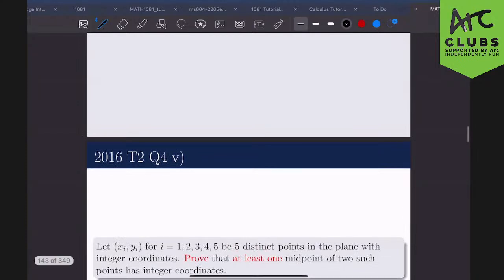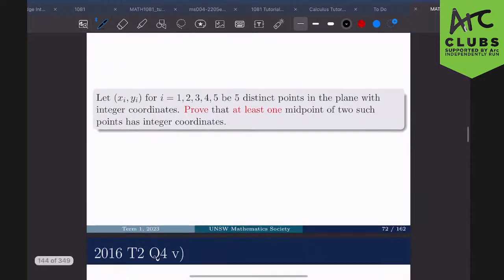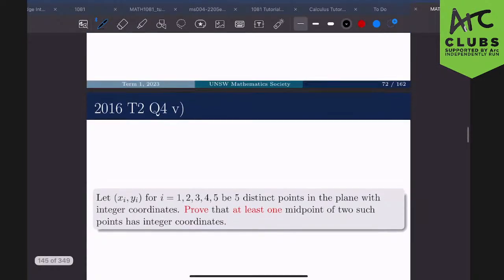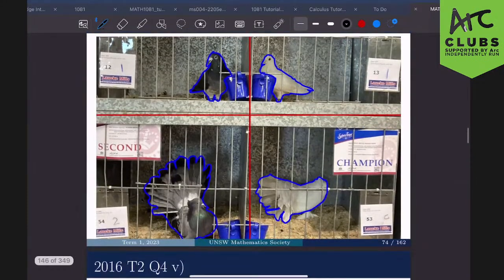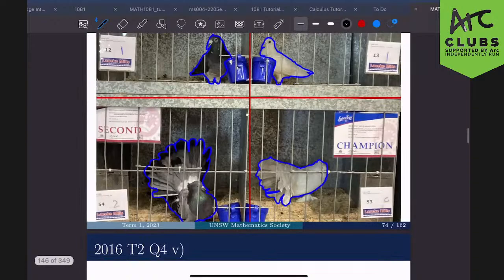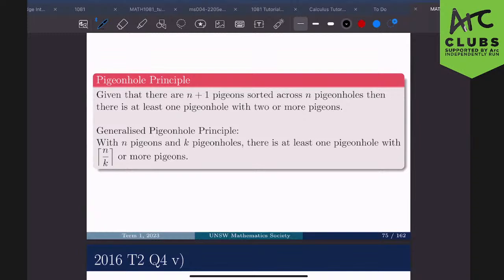So, starting off, 5 points, and we need to prove that of 5 points with integer coordinates, at least one midpoint has integer coordinates. So pigeons, you should love some pigeons, mate. Pigeonhole principle. So hopefully you guys can understand this.